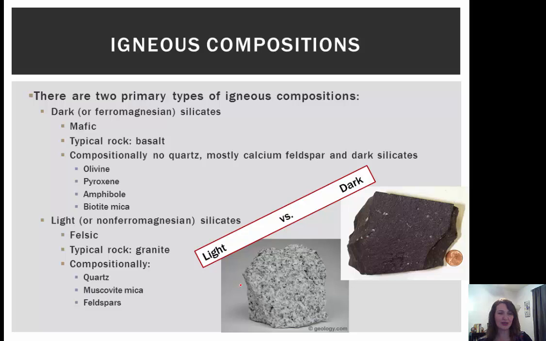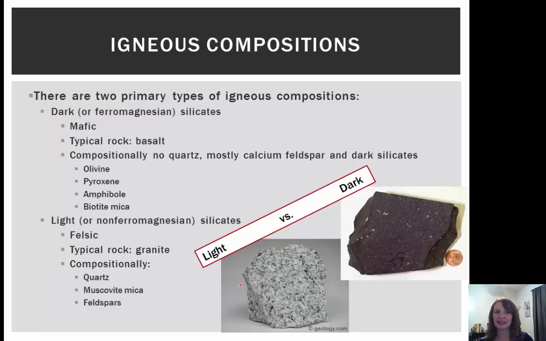Alright, now getting into our different types of igneous compositions. So there's two primary types of igneous compositions. We have dark or our ferromagnesian silicates, which make up our mafic rocks. A typical rock is basalt, and compositionally it has no quartz, mostly calcium feldspar, and our dark silicates. So some of those would be olivine, pyroxene, amphibole, and biotite mica.